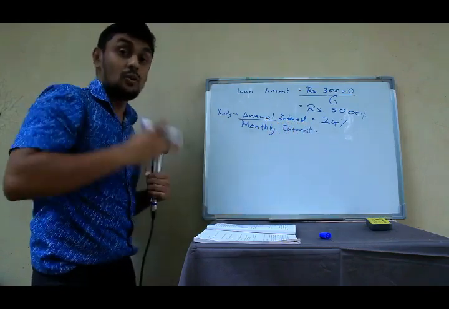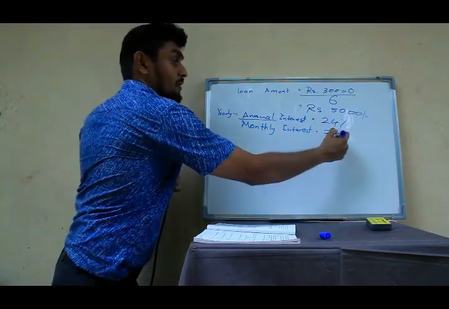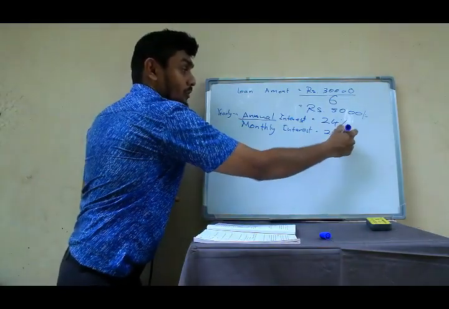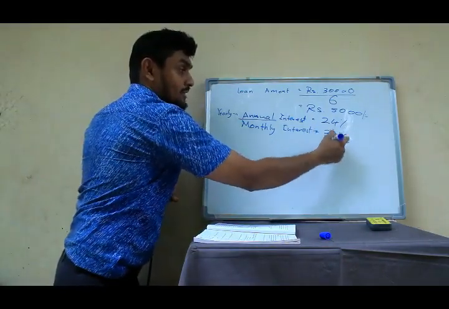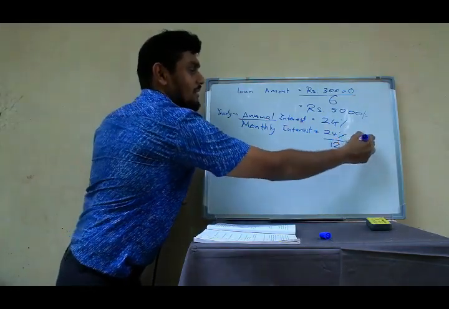What is the value? 24%. That means 24 over 100. 24%. We have to divide it by 12 to find out the monthly interest.